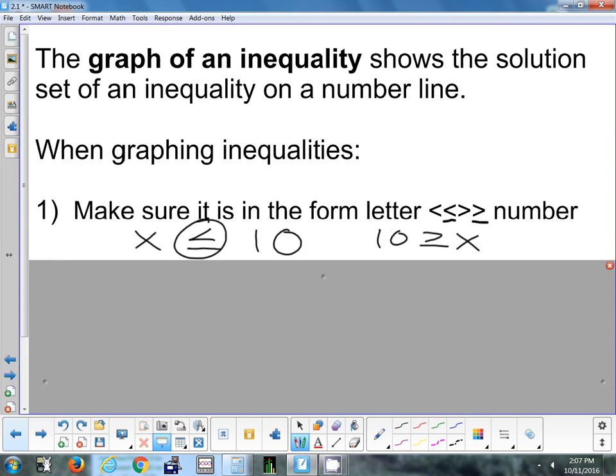Well, when you shade it, you have to shade in a certain direction. If you put the letter on the left, what's nice is the symbol is going to tell you which way you've got to shade. If you don't do this, then the symbol will not tell you which way to shade. So always set it up just like that, and then your inequality symbol tells you which way to shade.